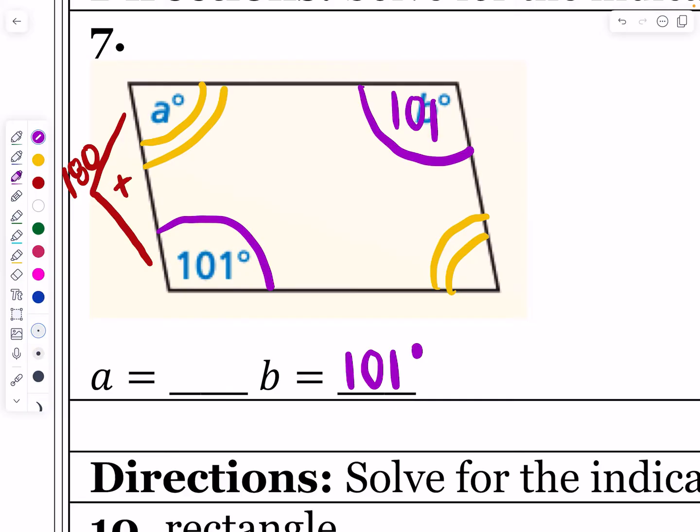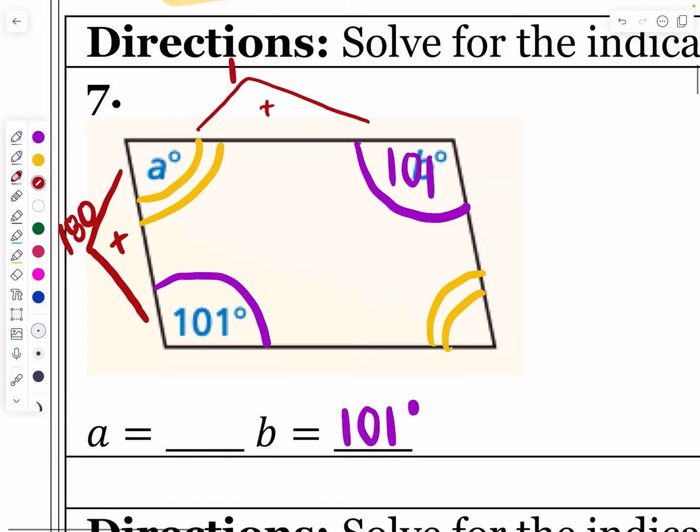If that is true, how do I find angle A? Well, angle A is going to be supplementary to either of these 101s. I could add those here or I could add those here. Either way, those add up to 180 degrees. So I'm going to take my sum of 180 and subtract 101, and that is going to give me what is left for angle A. That is going to give me 79 degrees.